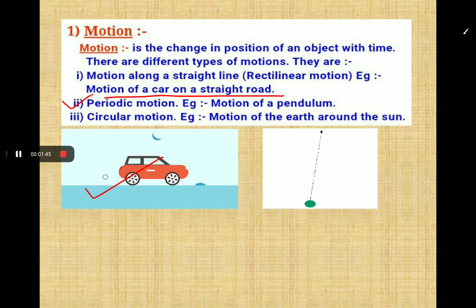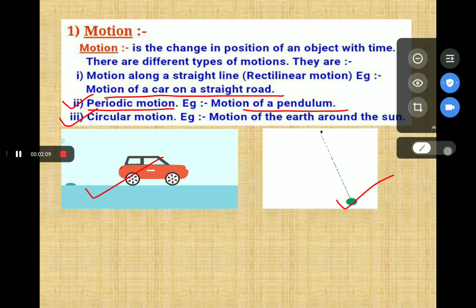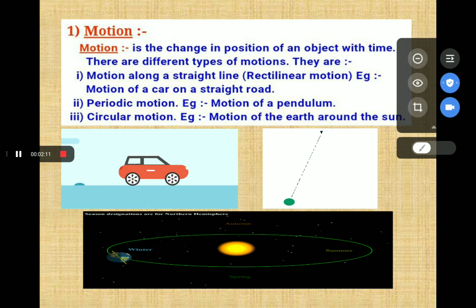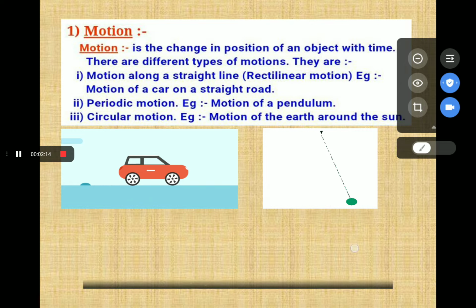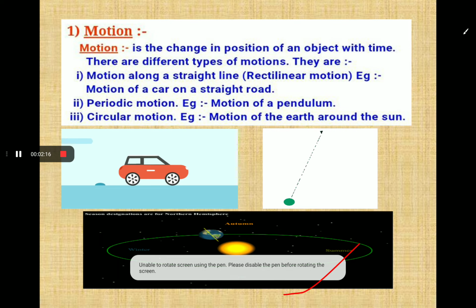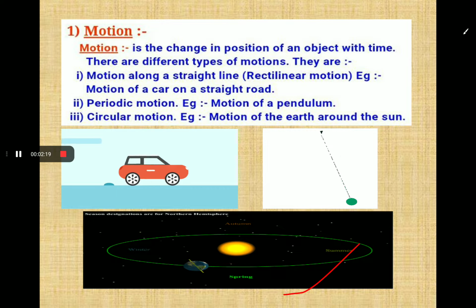Now the second is periodic motion. When the object repeats its motion after a fixed or regular interval of time, then it is called periodic motion, and the motion of a pendulum is one of the examples of periodic motion. Now the third is circular motion, and the example for circular motion is the motion of the earth around the sun, as you can see here.